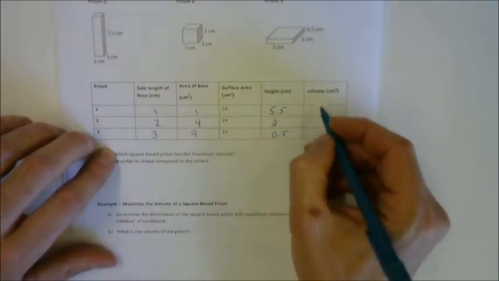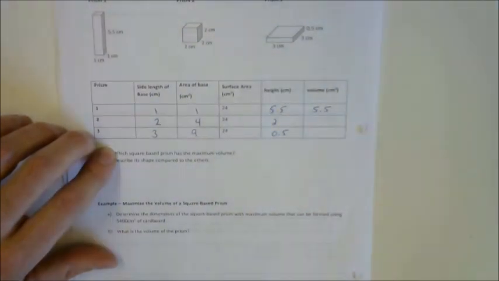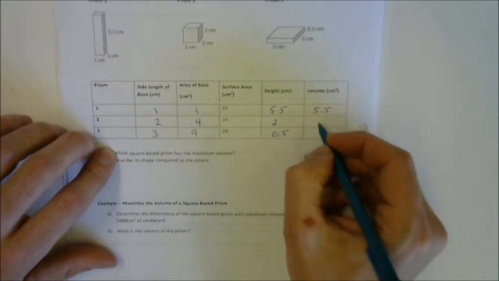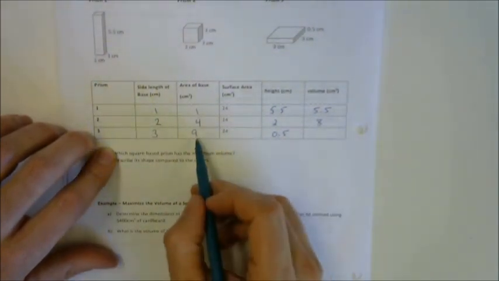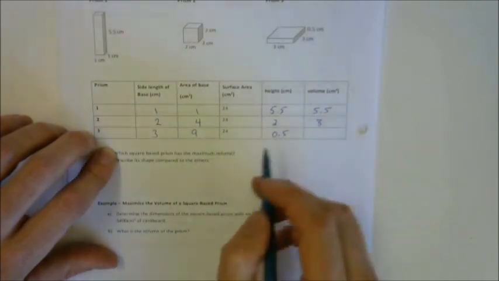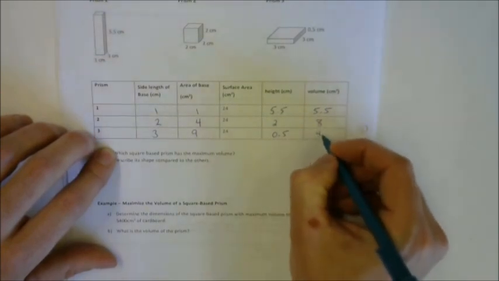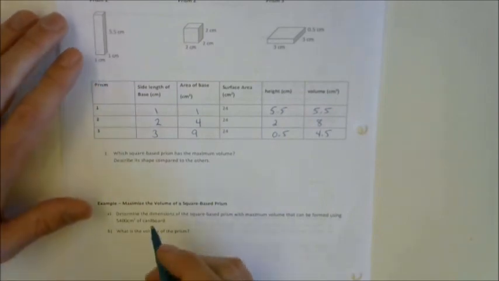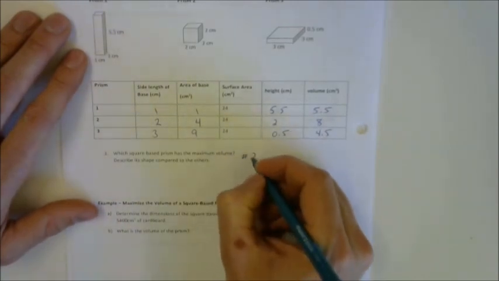This tall, skinny prism has a volume of 5.5 centimeters cubed. What's the volume of the second prism? 4 times 2, 8. And the volume of the third prism? 9 times 0.5. So we're just cutting it in half, right? 4.5. Good. Which square-based prism has the maximum volume? 5.5. Number 1. 8. Number 2. Oh, dang. The cube always wins. I don't even know why we do Number 2.